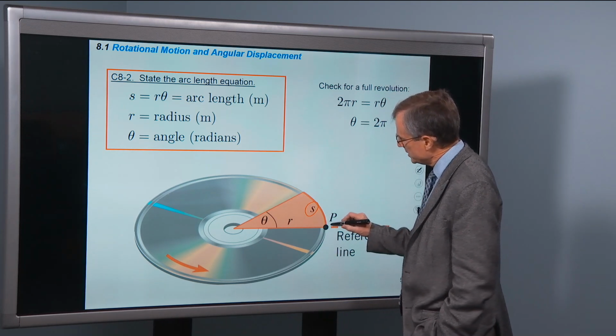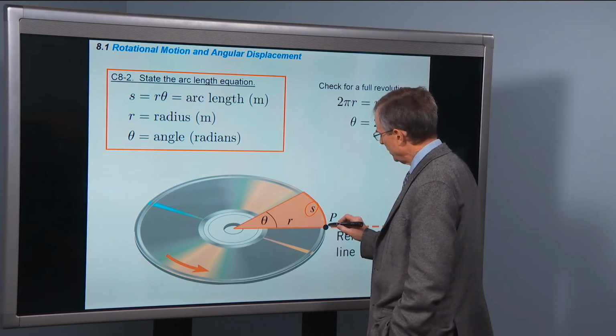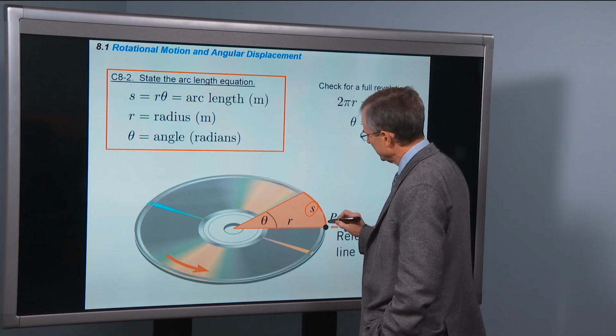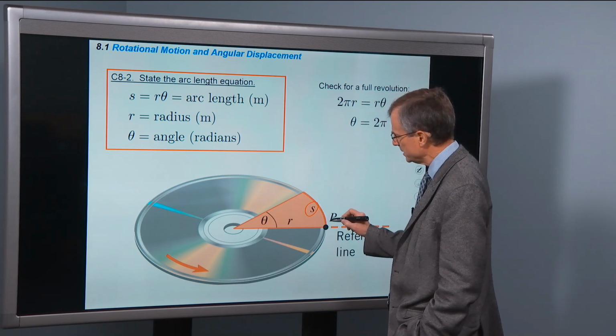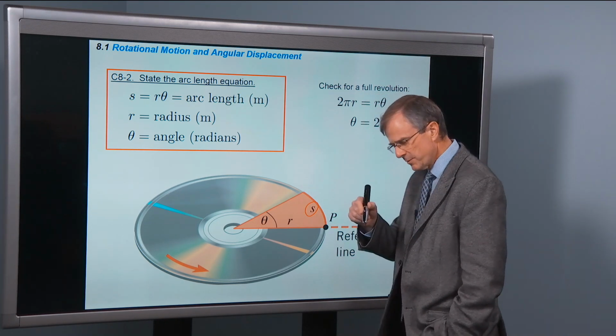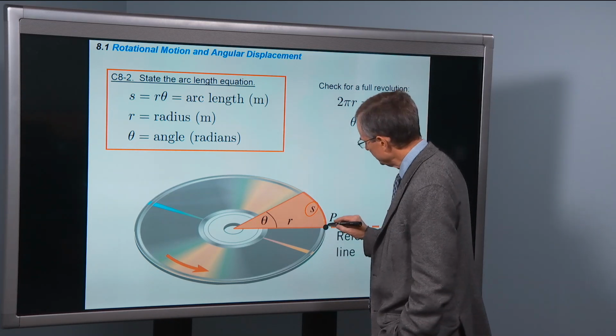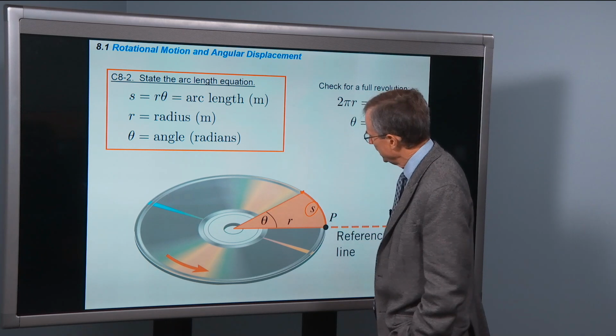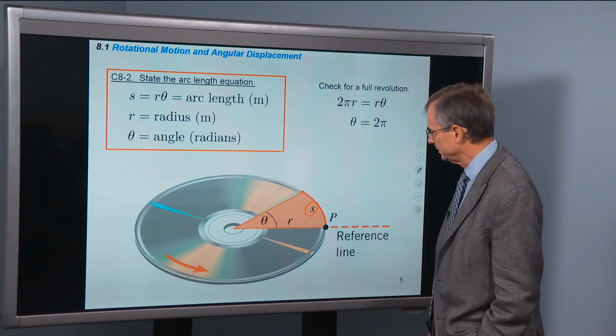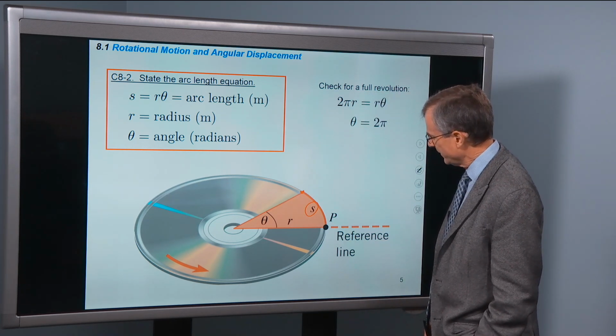The arc length is the distance around a circular path. So it's not the straight line distance, but the arc. It's the distance around the edge of the crust on your apple pie, from here over to here. That's why we call it an arc length. It's not a straight line distance.